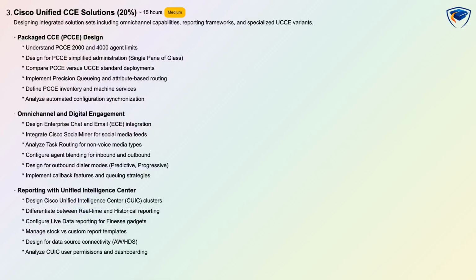Cisco Unified CCE Solutions, 20%, covers integrated solution sets, omnichannel capabilities, reporting frameworks, and specialized UCCE variants with about 15 hours of study and scenario-based assessments. You will learn to design packaged CCE deployments and understand PCCE agent limits, simplified administration models, precision queuing, attribute-based routing, and automated configuration synchronization. The omnichannel and digital engagement content explains enterprise chat, email, social miner integration, task routing for non-voice media, agent blending for inbound and outbound work, and callback and queuing strategies.